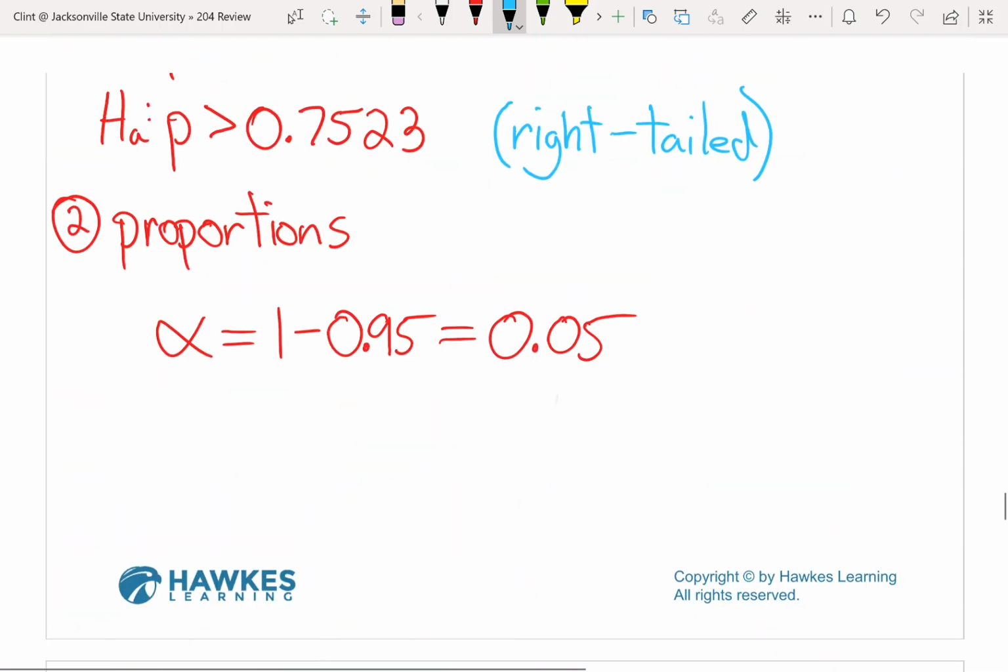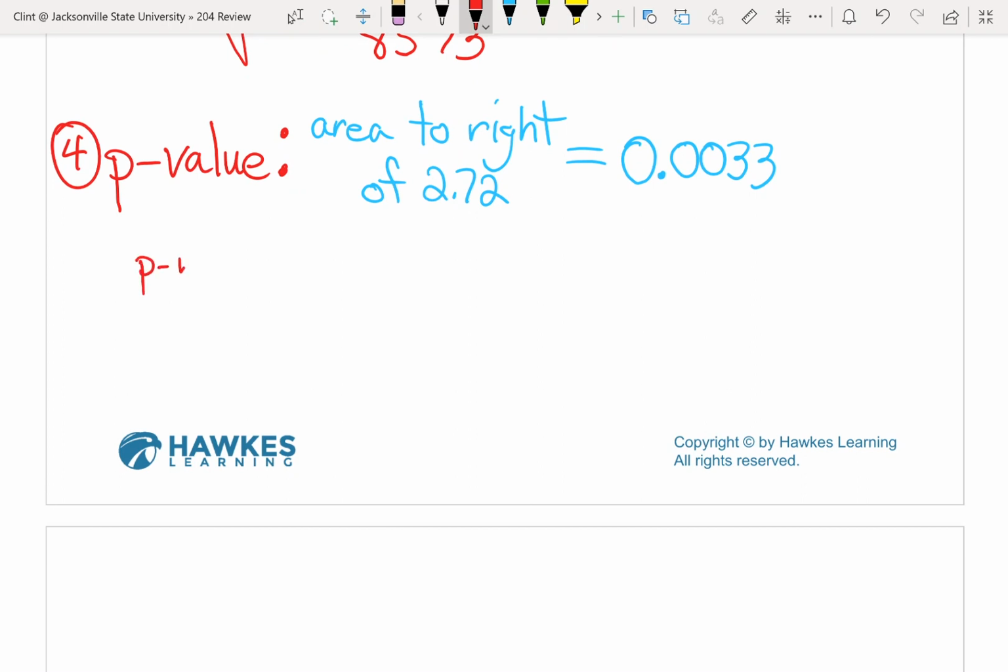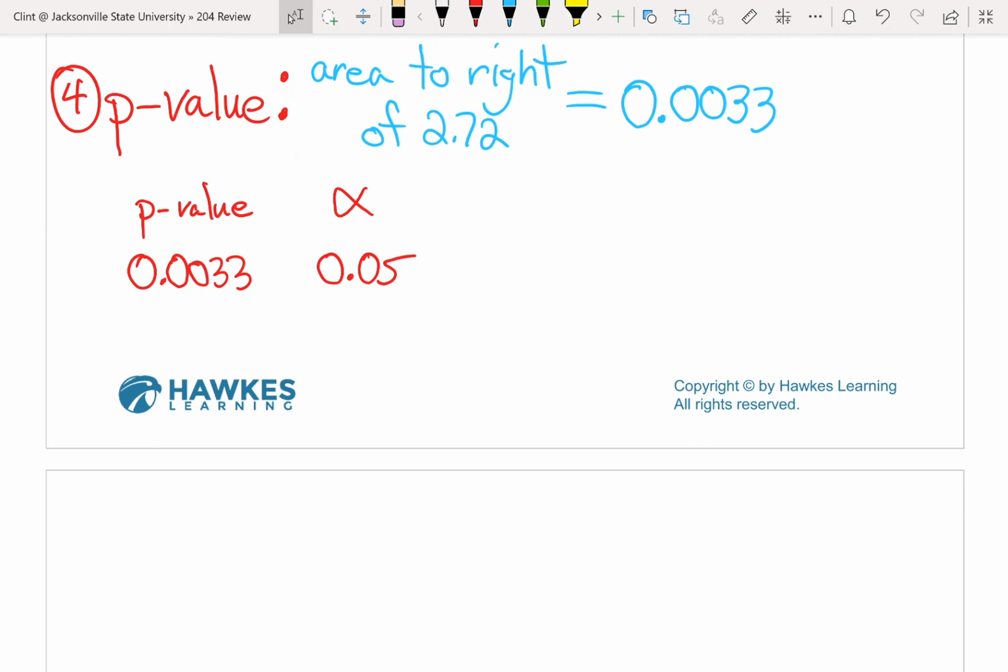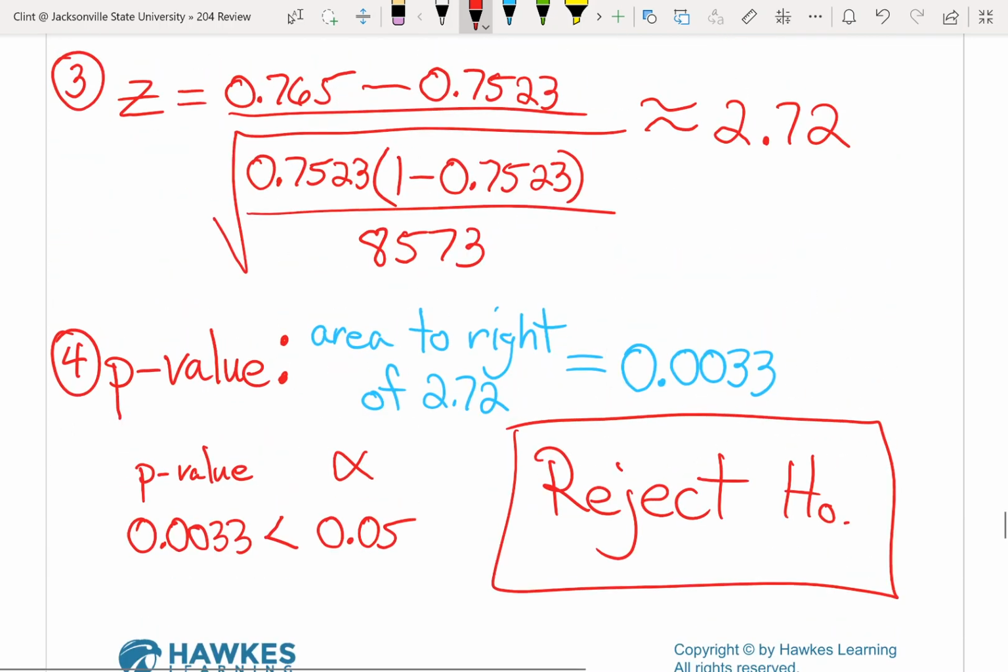Our alpha was 0.05, so we can make our comparison. So 0.0033 compared to 0.05. What's our situation? Our p-value is smaller than our alpha. So then our conclusion is we reject the null hypothesis. P-value is low. So it looks like, according to our data, we've got strong evidence that the proportion was greater than whatever the number was, 75.23%.